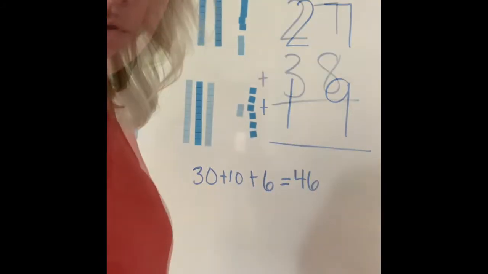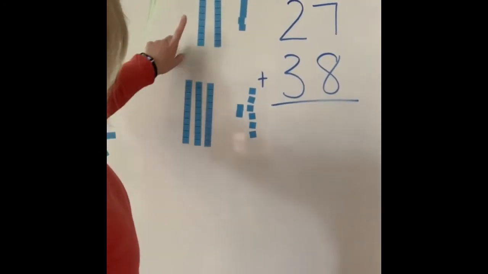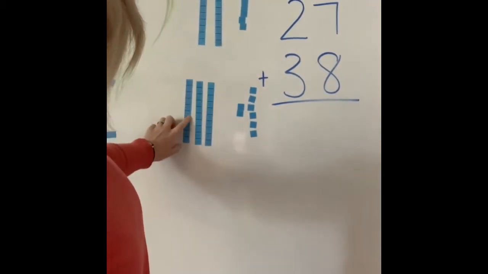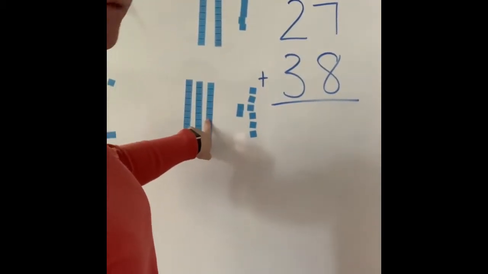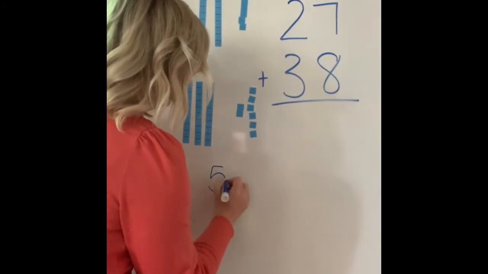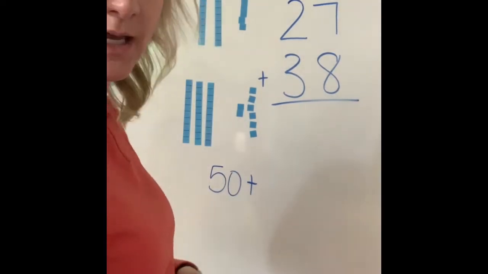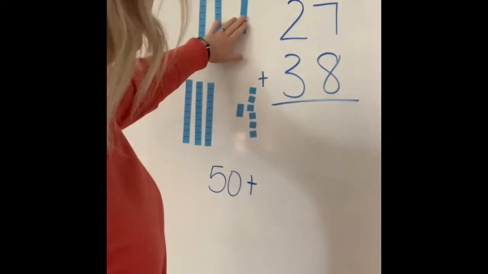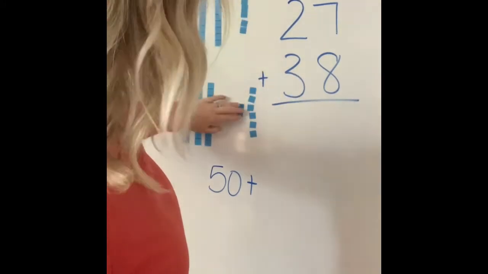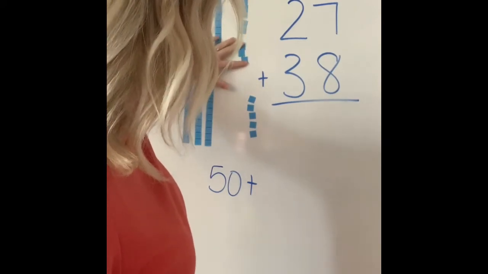We'll try a couple more. So here we have 27 plus 38. Now we know we have 10, 20, 30, 40, 50. Now let's see if we can make another 10. So I have 7 here. How many do I need to add there to make a 10? Would be 3. So I'll take these 3 to make another 10.